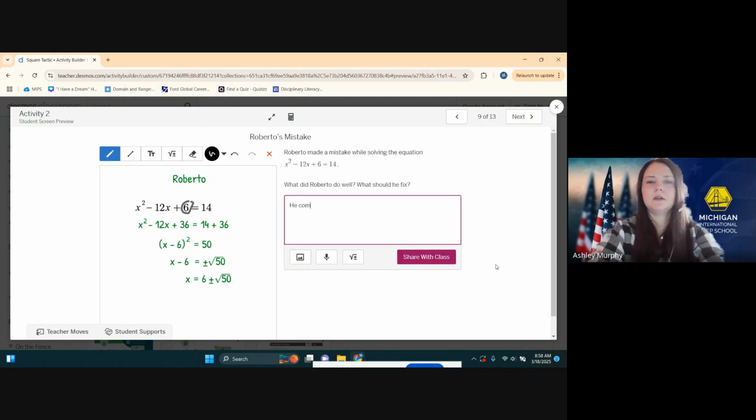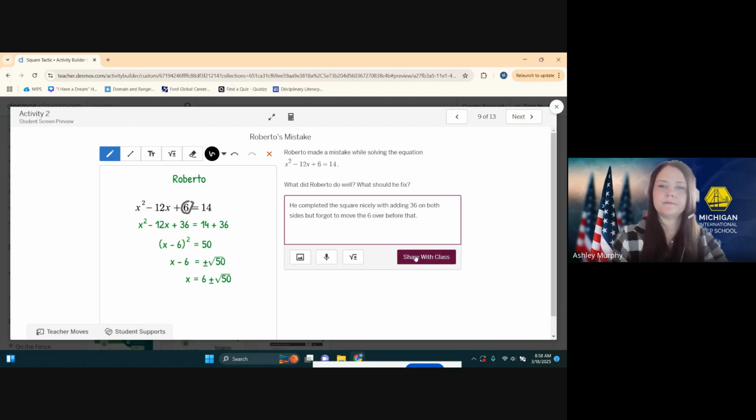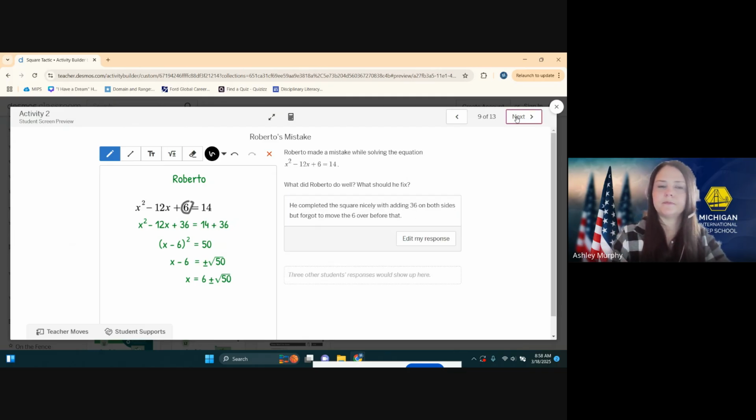So he completed the square nicely with adding 36 on both sides, but forgot to move the 6 over before that. So this 6 should have been subtracted from 14, and then he should have added 36 on both sides.